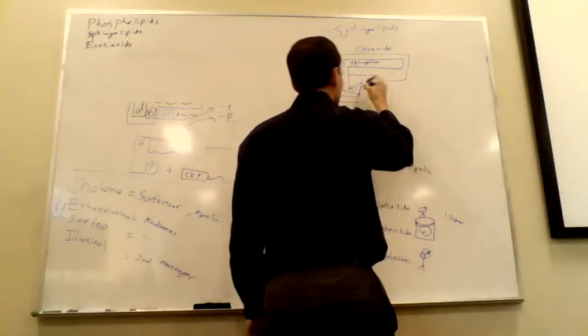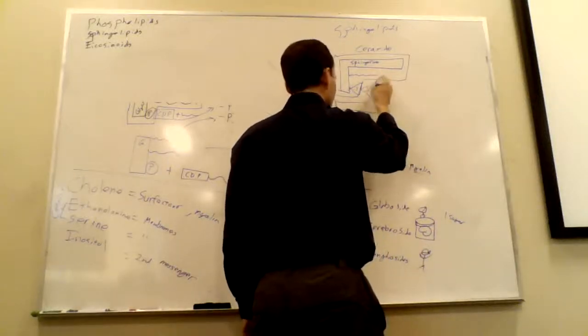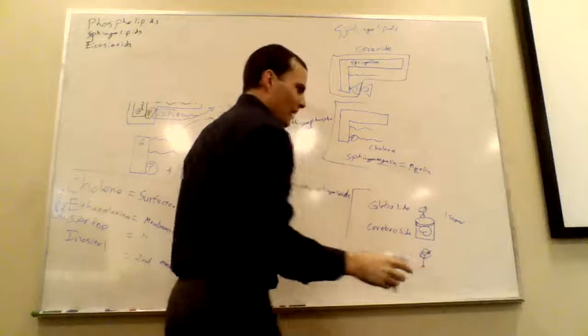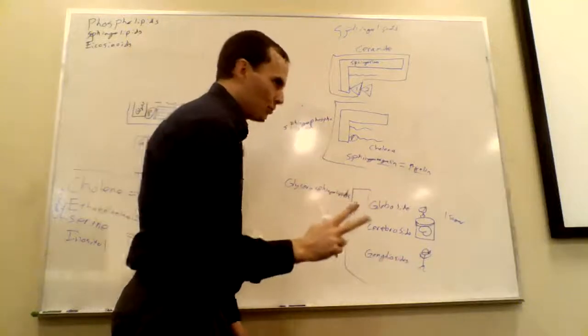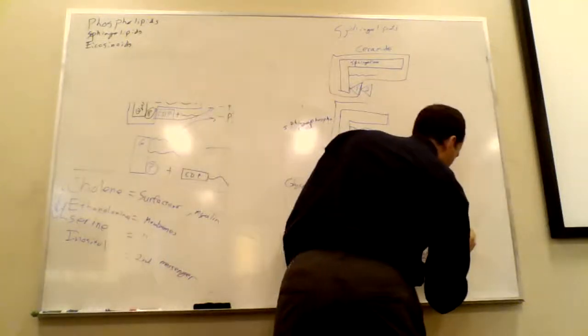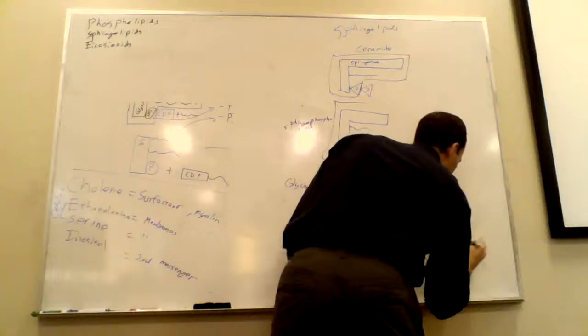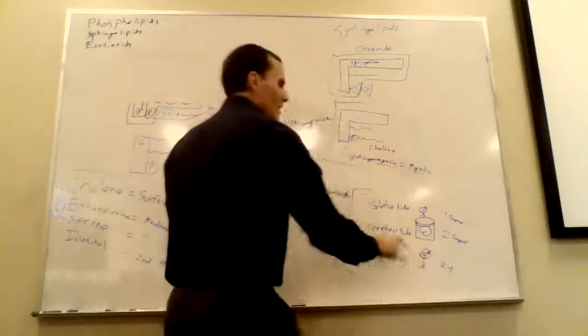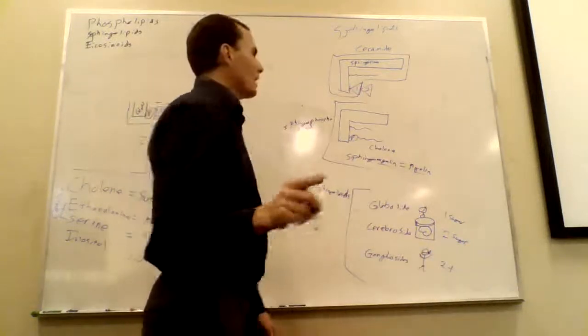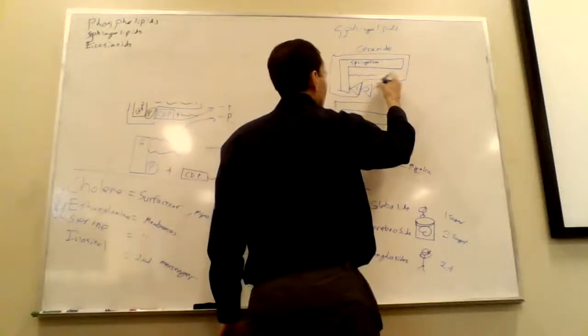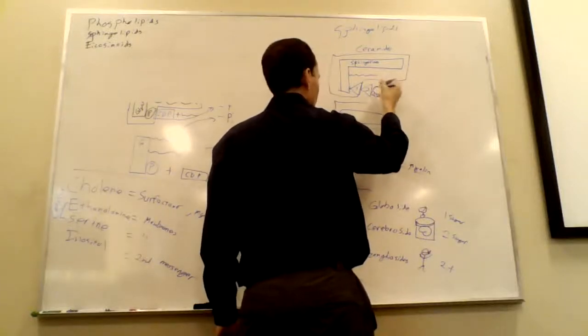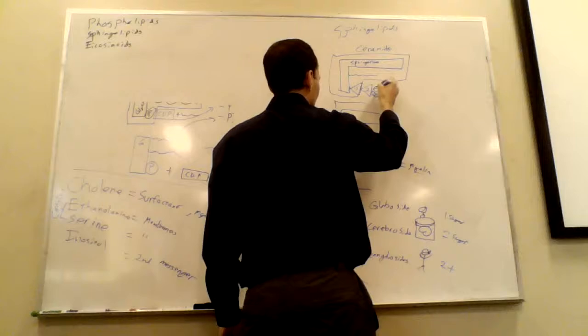Cerebrosides would have two sugars. And gangliosides would also have two sugars plus a very special acid. And that acid is called sialic acid.